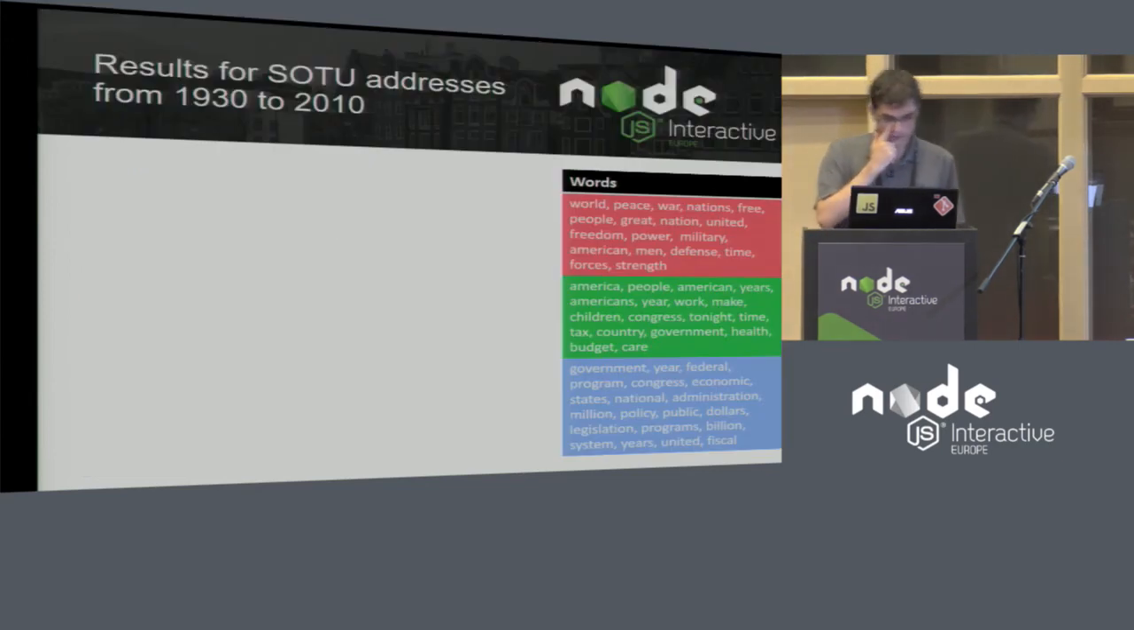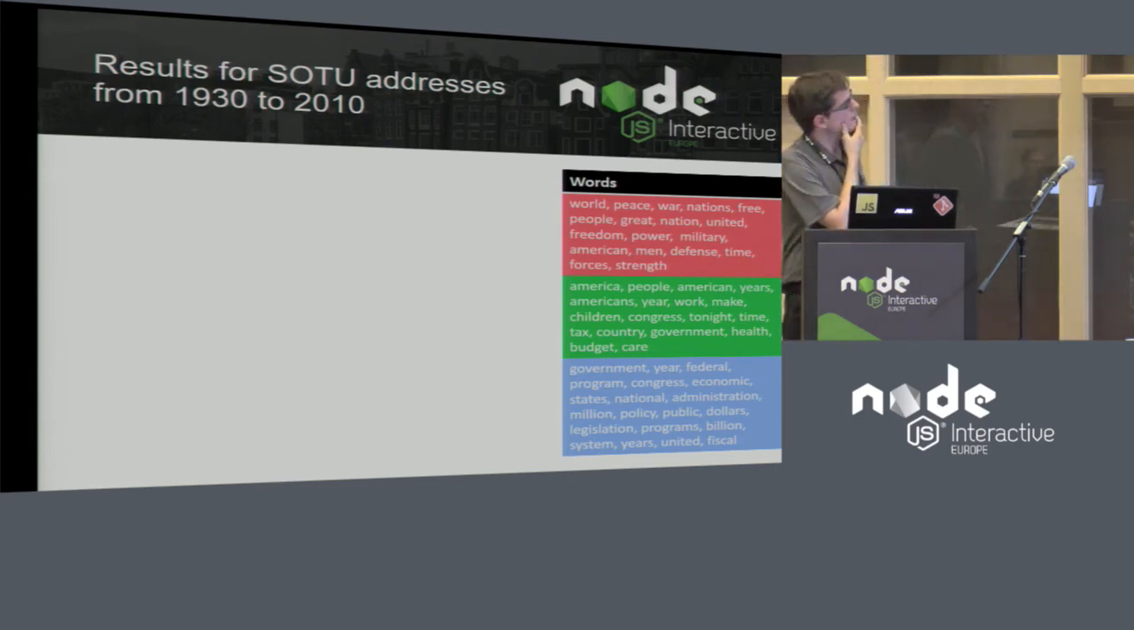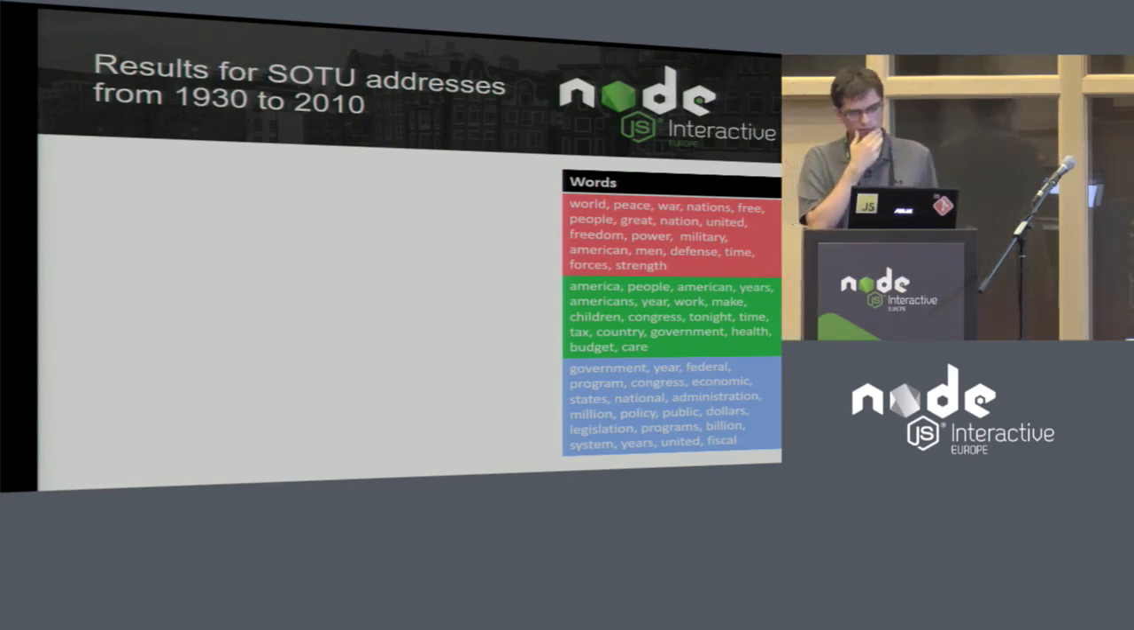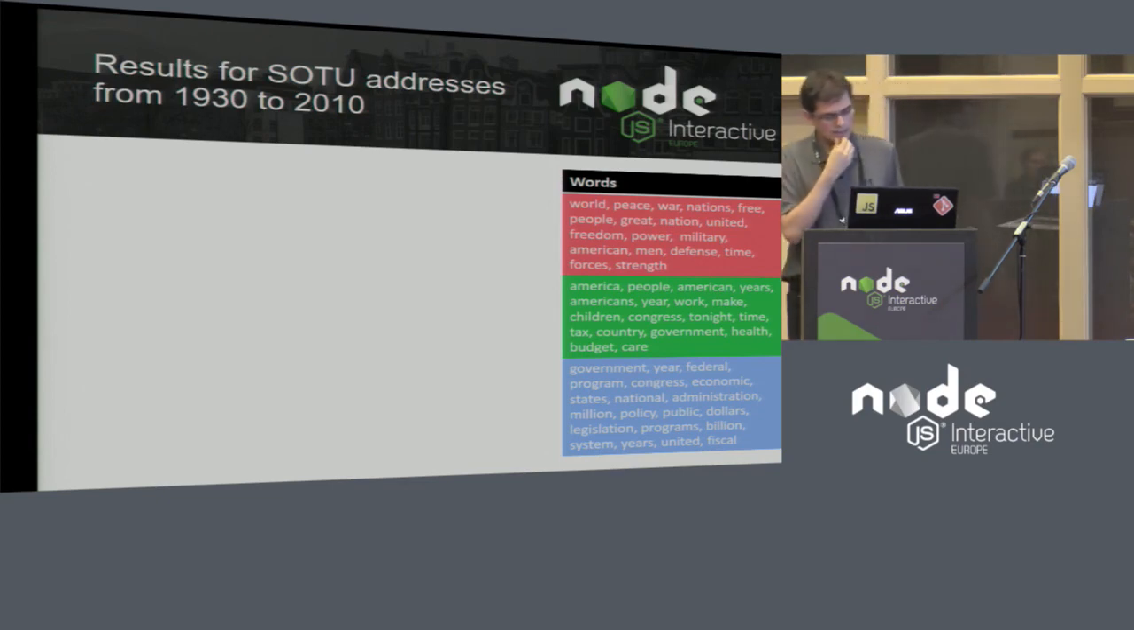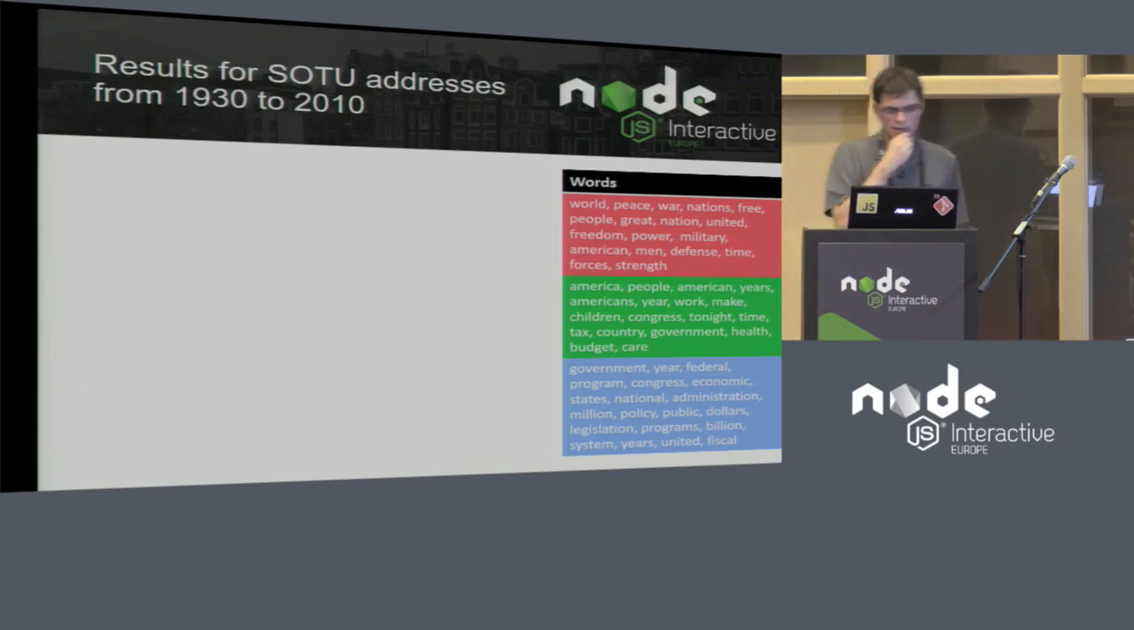So for the speeches from 1930 to 2010, we said we wanted to have 3 topics. And these are the high probability words for each of them. I think at least the first and third topic have a clear theme. The first seems to be mostly military interventions, wars, etc. And the third one seems to be mostly government programs and economic programs from the government.